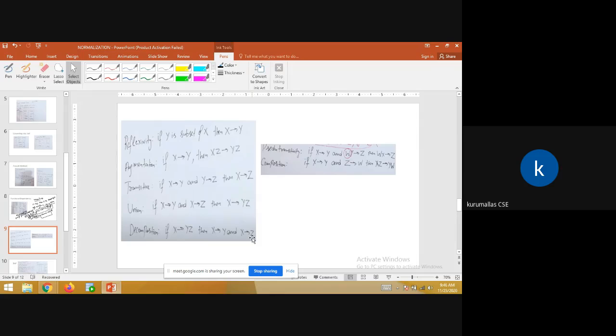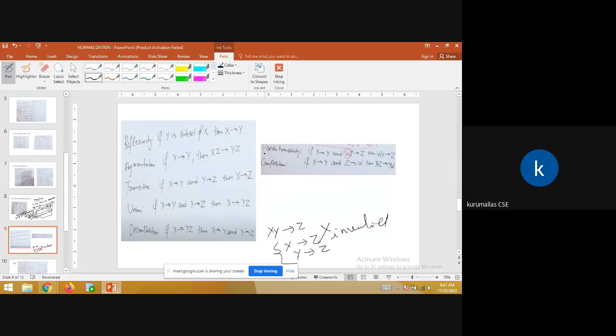But you should not write like this. This is an invalid statement. For example, if the statement is like this, XY tends to Z, we cannot write it as X tends to Z and Y tends to Z. This is an invalid statement, right? You should not decompose like this. This is the actual decomposition: X tends to YZ, then X tends to Y and X tends to Z, right?